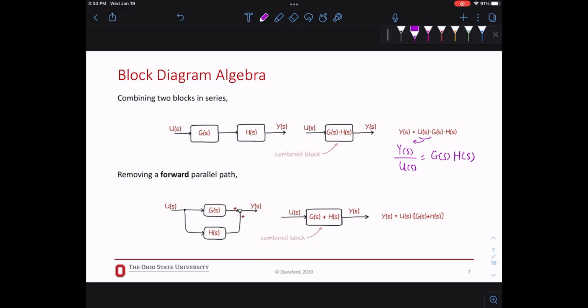Now, why is this good? Do you remember transfer functions? Could we look at the denominator of the transfer function and say things about our system?